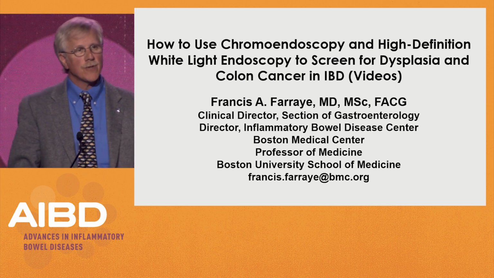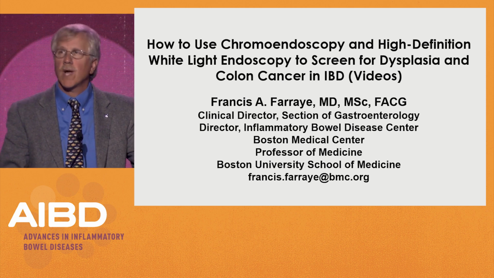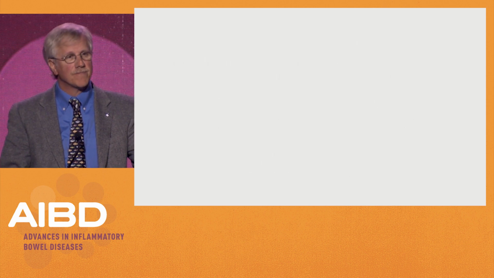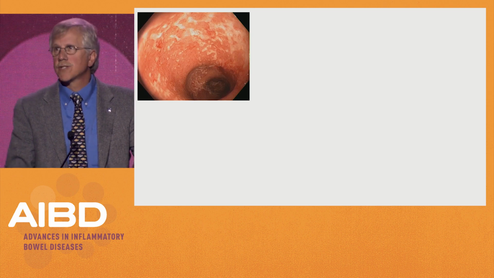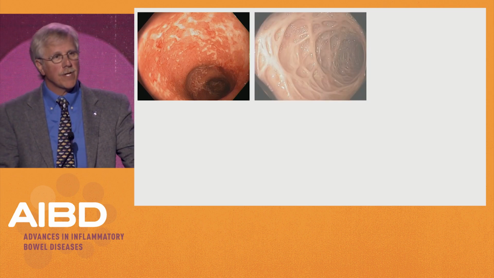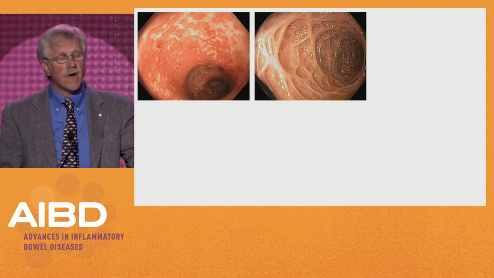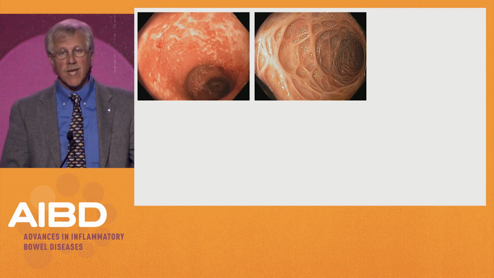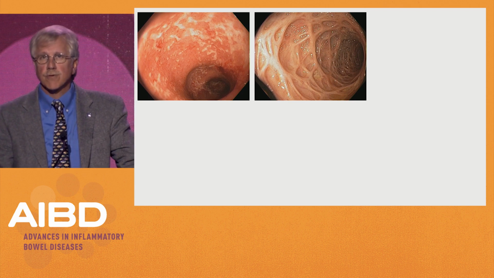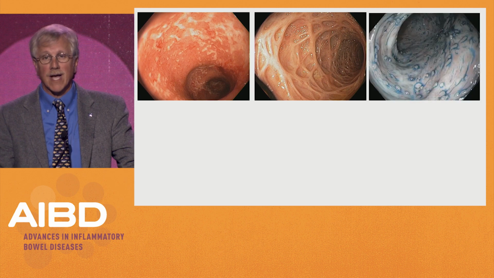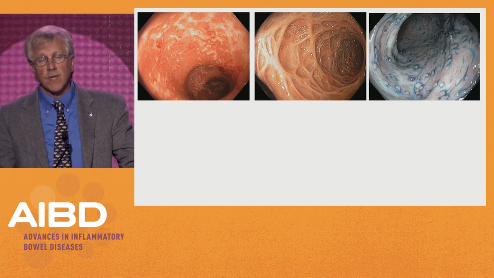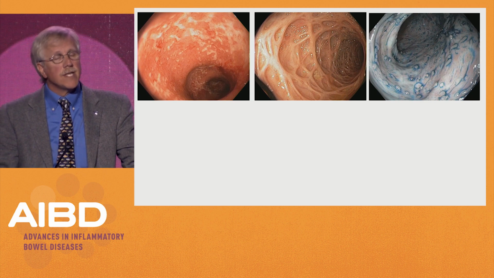So my topic is how to use chromoendoscopy and high-definition white light endoscopy to screen for dysplasia and colon cancer in IBD. As gastroenterologists, we spend much of our time doing endoscopy, and there are many different phases of IBD that we see. This one particular patient has pretty active ulcerative colitis, and over time with treatment, we may see a colon like this. The second colon is certainly a colon that's at high risk for developing IBD-related dysplasia. We'll talk about using chromoendoscopy to help distinguish areas that need to be biopsied.